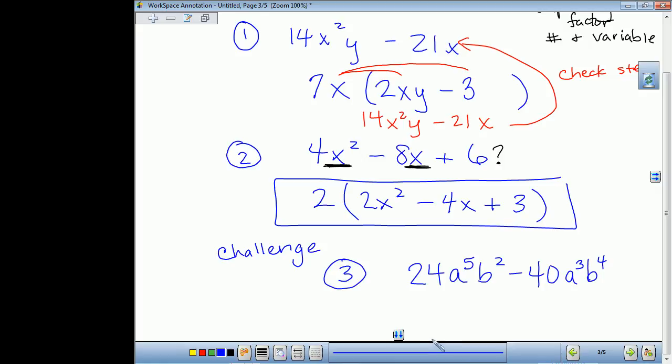That's it? Or no more? That's all I'm going to do. Here's your challenge problem. So we've got bigger numbers, and our variables have higher degrees. So let's see what you can do with this one.